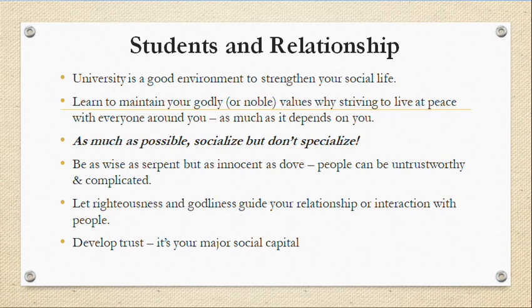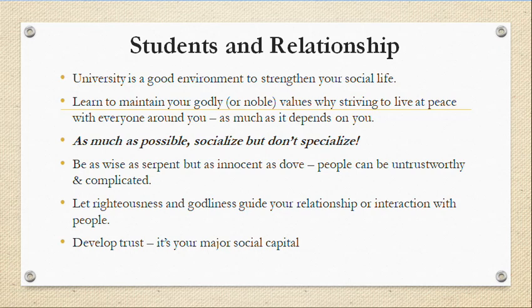Now, I want to say very importantly, in terms of students and relationship, university is a very good environment to strengthen your social life. Learn to relate well, learn to associate well. Learn to maintain your godly or noble values. Those values you came with in your family. While you strive to live at peace with people with their different views, as much as it depends on you, try to live at peace with everyone, but do not betray, do not push aside your godly values. Hold them tenaciously while you tolerate others the way they do.